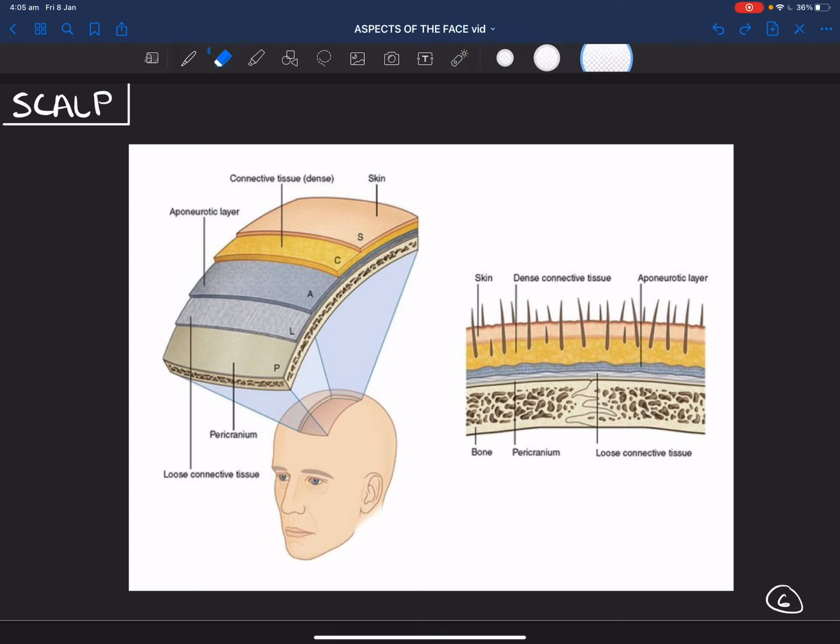So the 5 layers of the scalp are the skin on top, which everyone knows. Then just underneath that we have the connective tissue, and it's dense. Then we have the aponeurotic layer, which is a connective fibrous band layer. It's quite thin and it connects muscles or different tendons together. Think of it as a tendinous band. Next we have the loose connective tissue layer, and right at the bottom we have the pericranium, which attaches directly onto the bone, onto the skull.